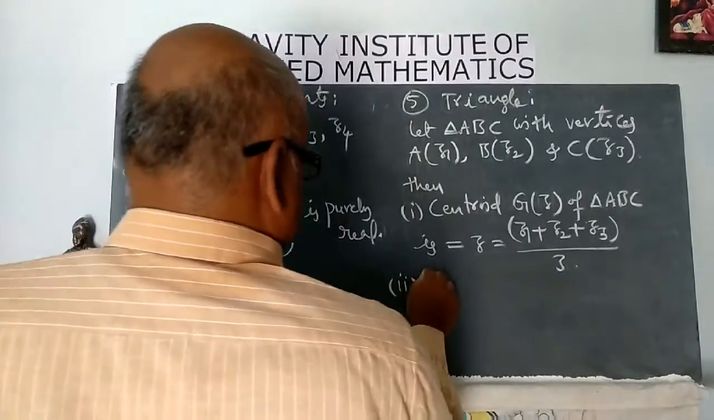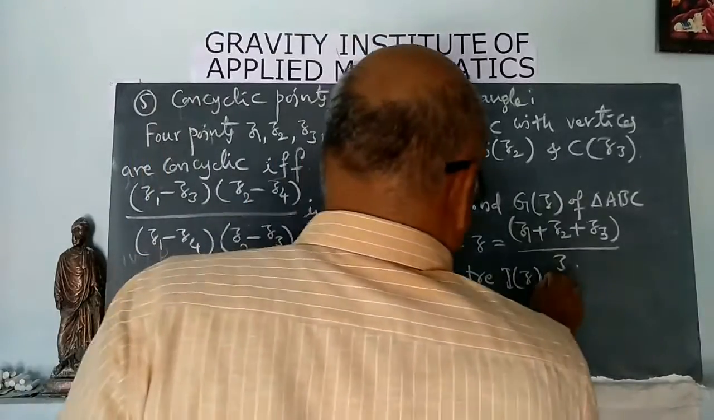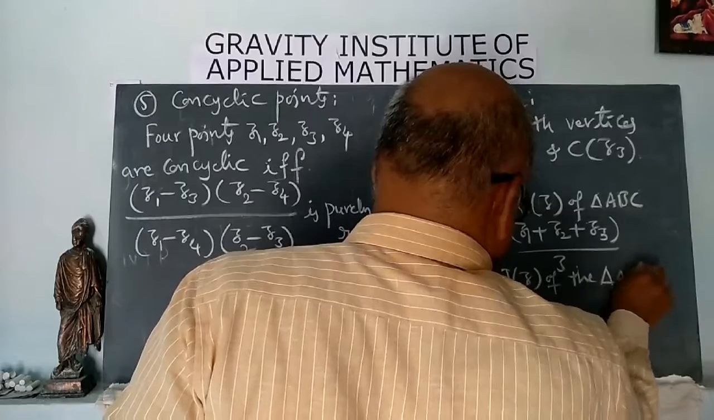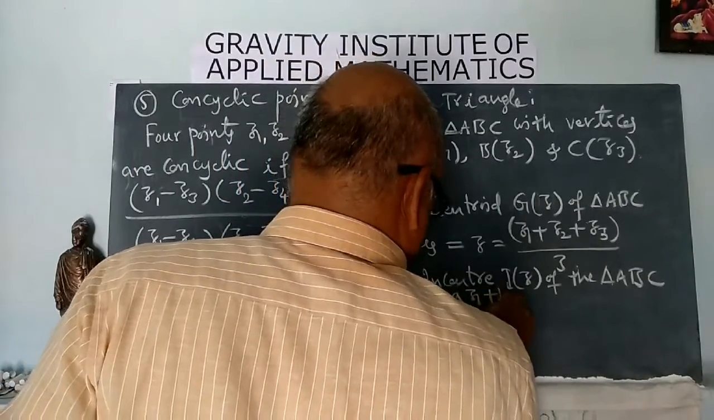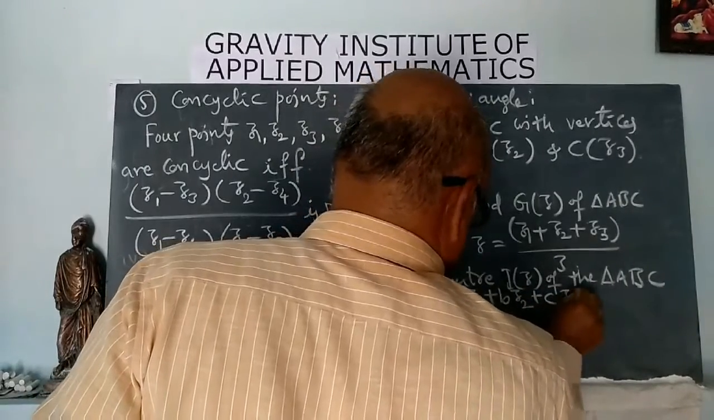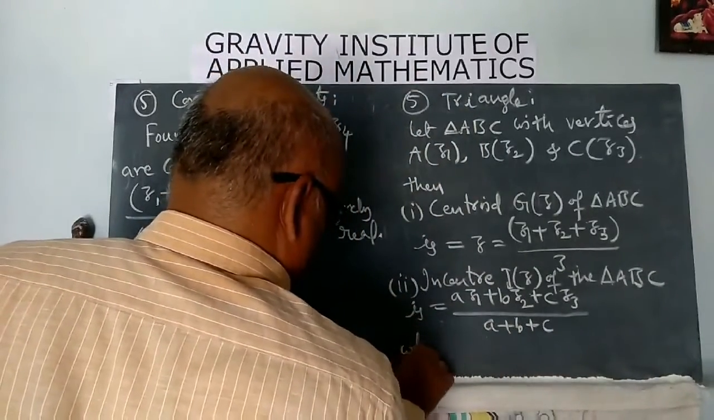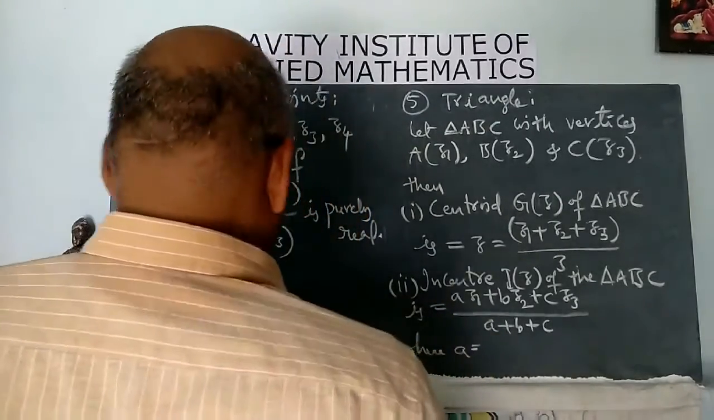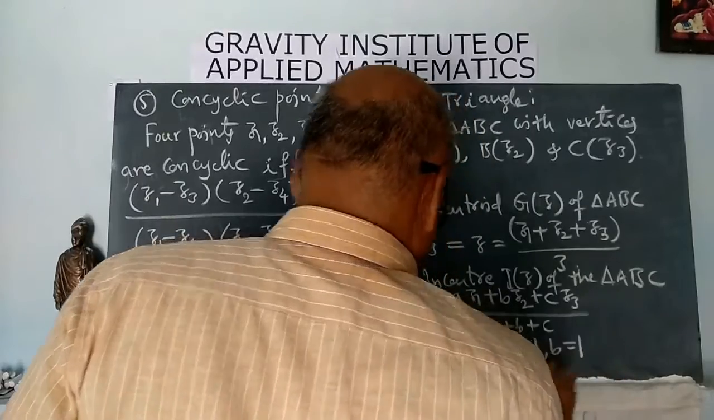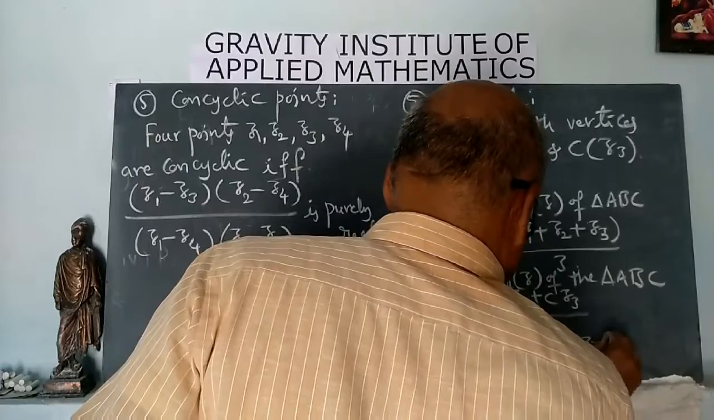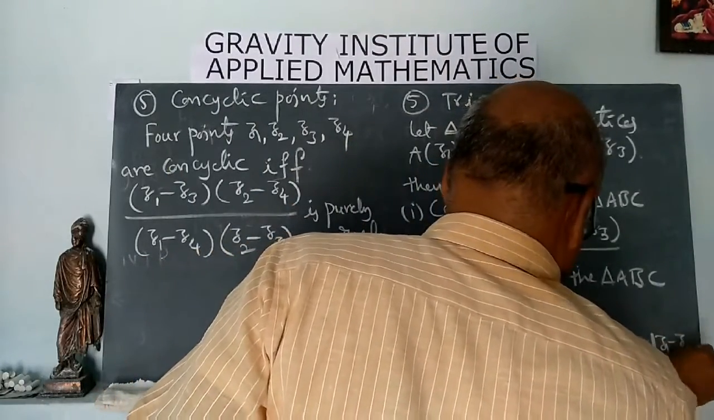Second subpoint, incenter I of Z of the triangle ABC is given by AZ1 plus BZ2 plus CZ3 whole by A plus B plus C, where A is equal to mod Z2 minus Z3, B is equal to mod Z3 minus Z1, C is equal to mod Z1 minus Z2.